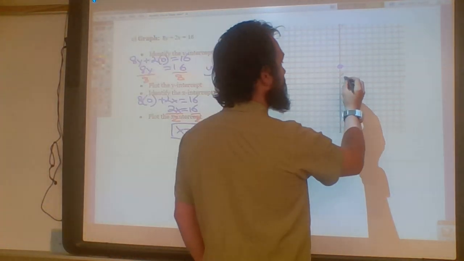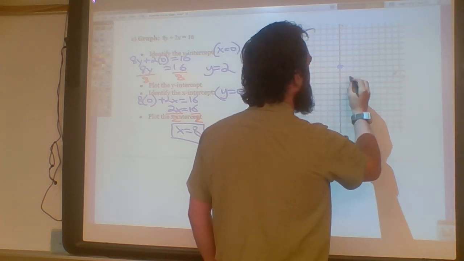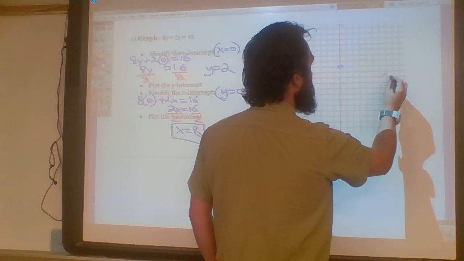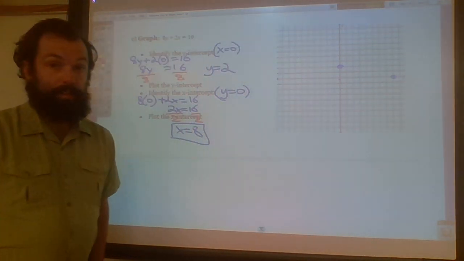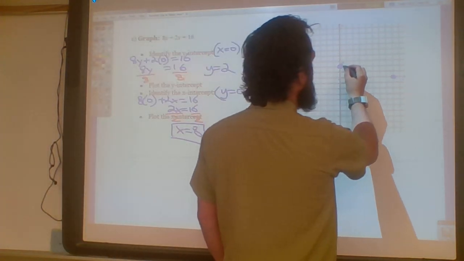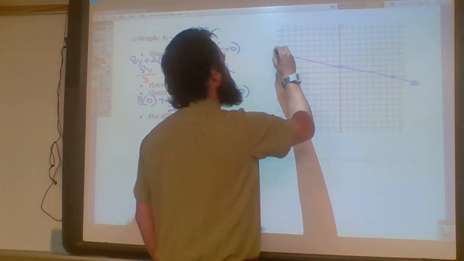Going over to my graph. 2, 4, 6, and 8. There's my x-intercept. Connect the two lines. Complete our graph.